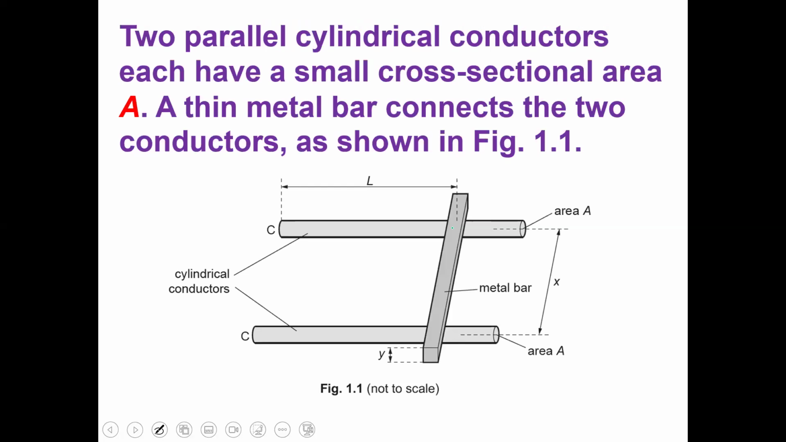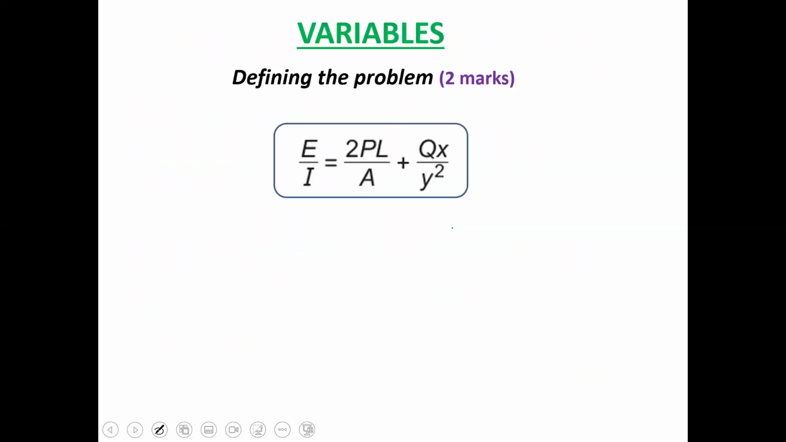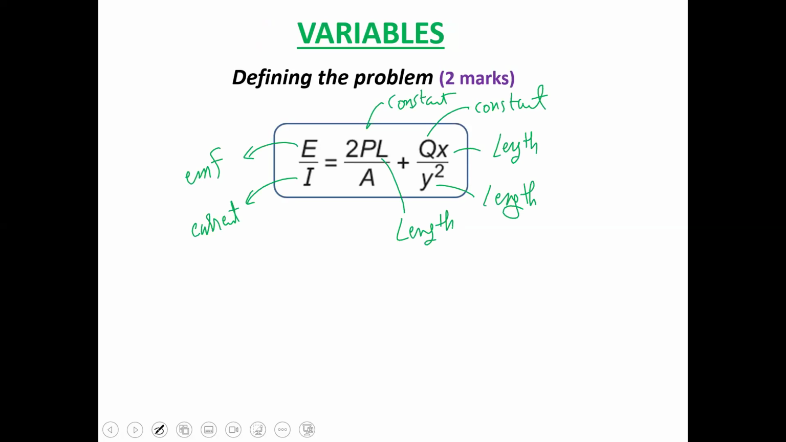The small cross-sectional area A. Look at this little area, capital A. You have to remember that selection of the instrument, like vernier caliper or any other instrument, depends upon the size. So now this is the plan.